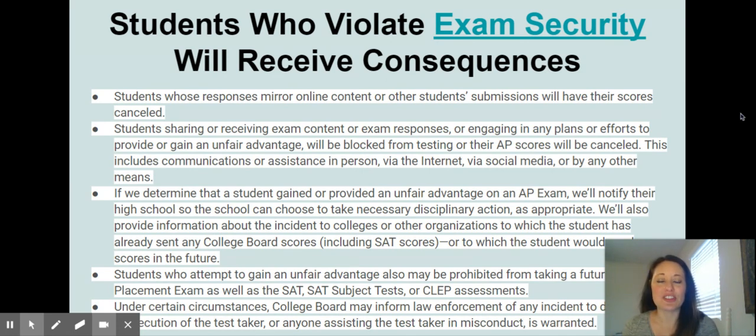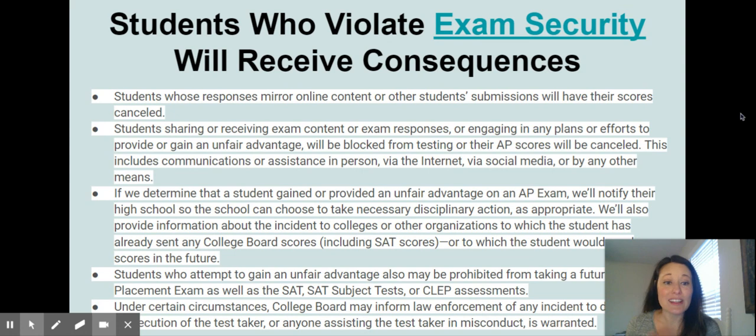Notice that you are not allowed to share or receive any type of assistance, whether that be from each other or from someone else in your life who might know about history. You are not allowed to receive assistance from anybody else. So we should not be contacting each other during the exam. You cannot post about specifics of the exam on social media, none of that kind of stuff.